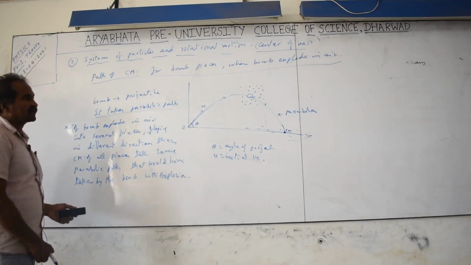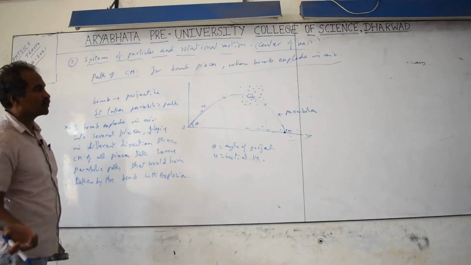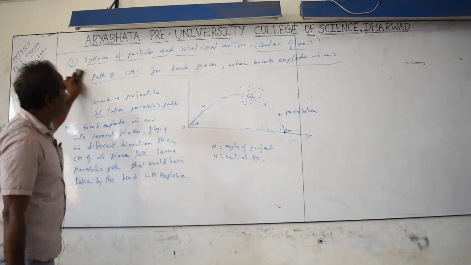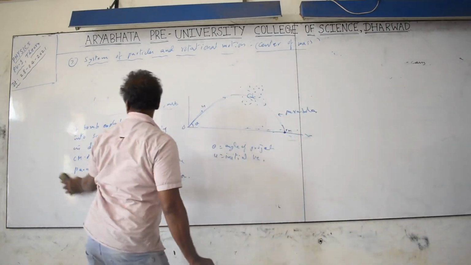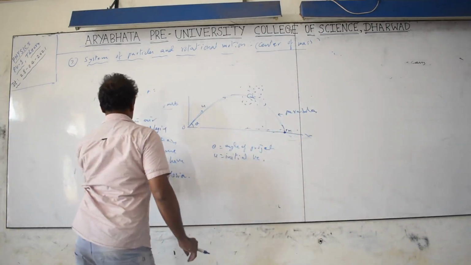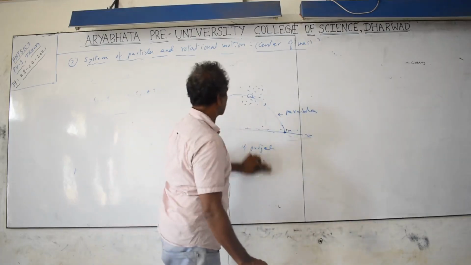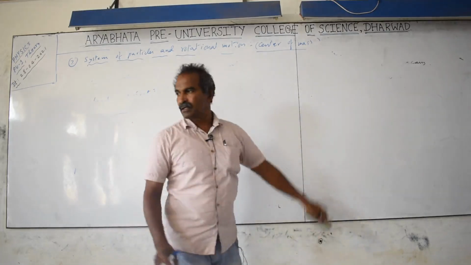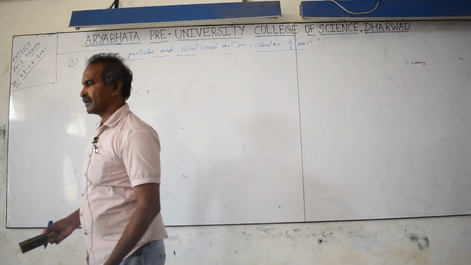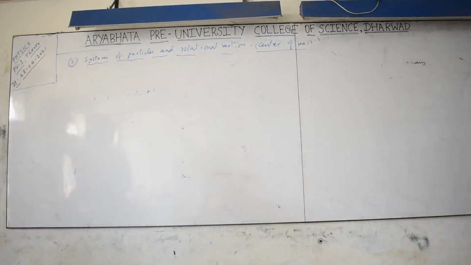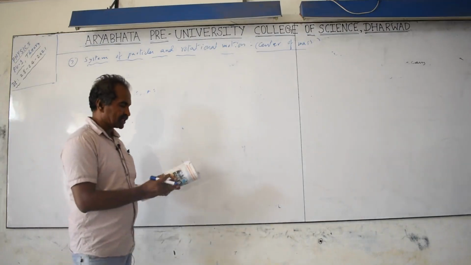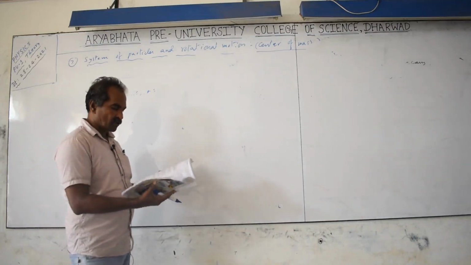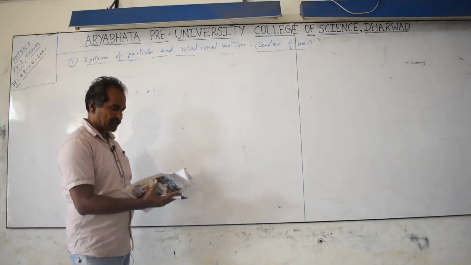They may ask what is the nature of the path of the particles at the center of mass if the bomb explodes, meaning just write the same parabolic path as that of the bomb. Just 1 or 2 problems I will discuss from the center of mass. Next we will start rotational motion or circular motion.